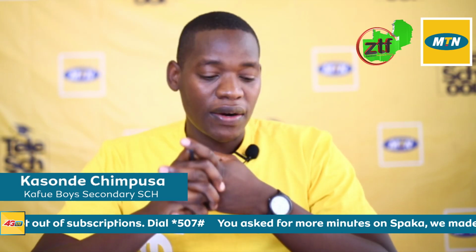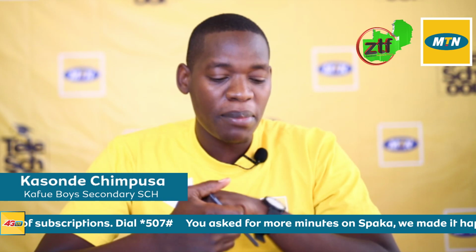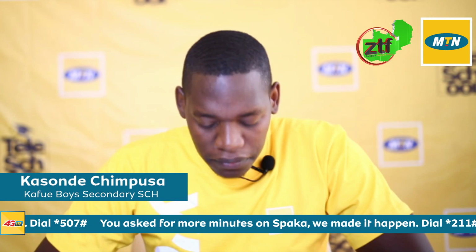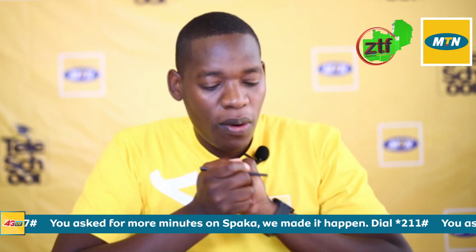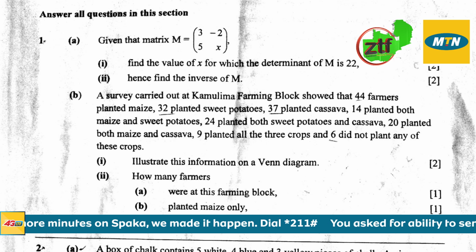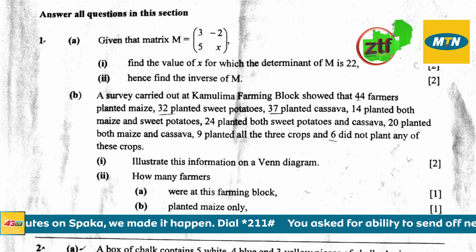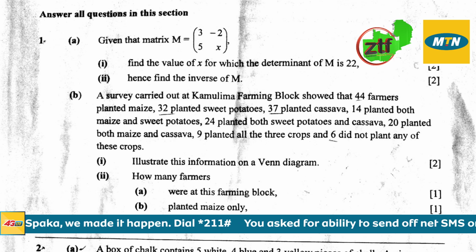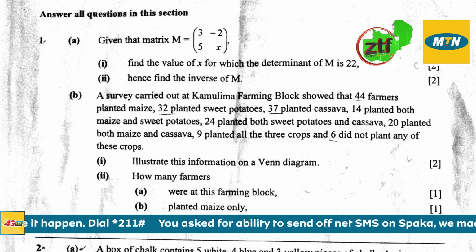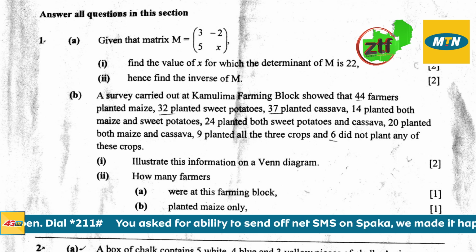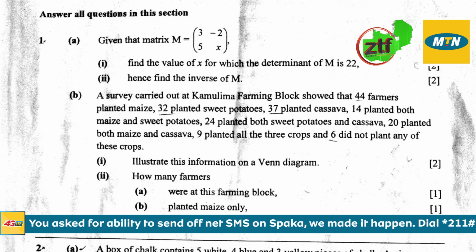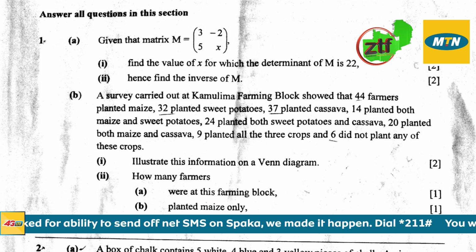Alright, so let's continue with question number 1. We now answer part B of question number 1. Part B of question number 1 is a question on sets. The question reads, a survey carried out at Kamulima farming block showed that 44 farmers planted maize, 32 planted sweet potatoes.